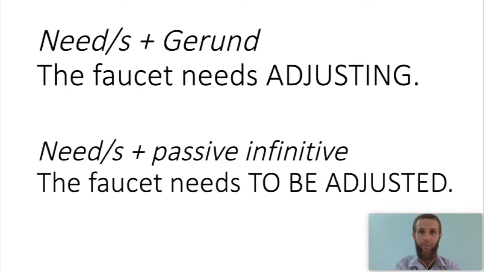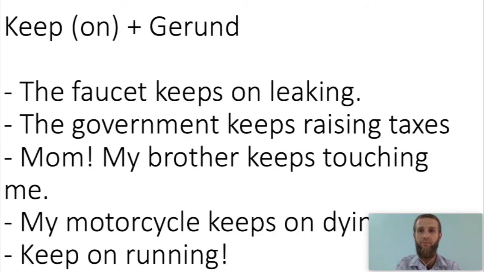Now I want to look at keep with the gerund again. We could say the faucet keeps on leaking because it leaks and leaks and leaks, or the government keeps on raising taxes because taxes get higher and higher and higher.